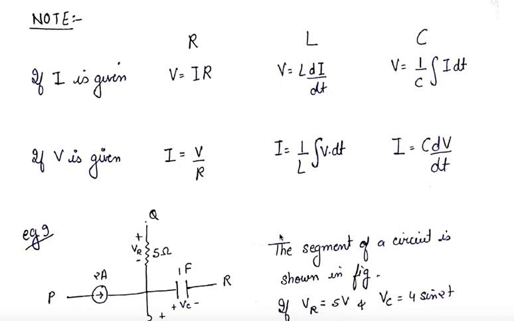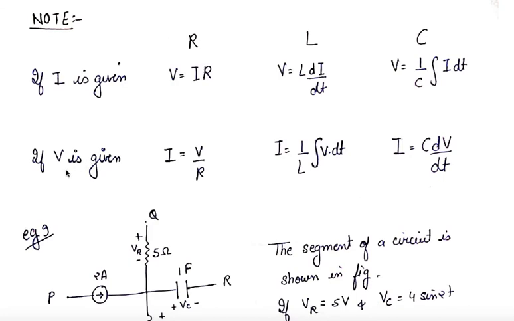So in any RLC circuit, or in any circuit where R, L and C are used, resistor, inductor and capacitance, if current is given, then voltage can be found by I into R. With an inductor it is found by L di by dt, and for capacitance it can be found as 1 by C integration of I dt.